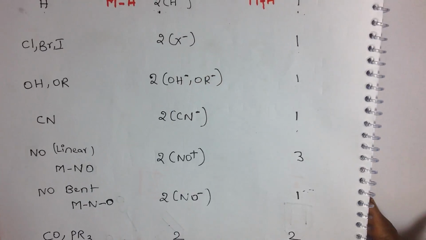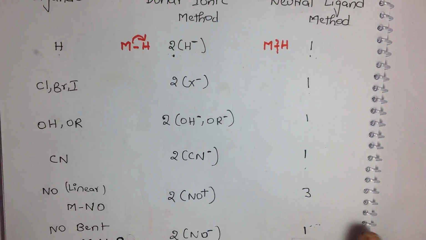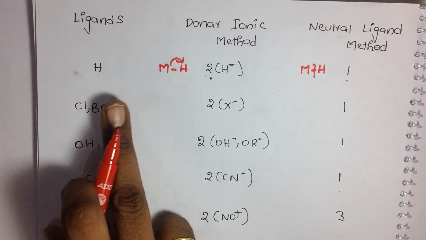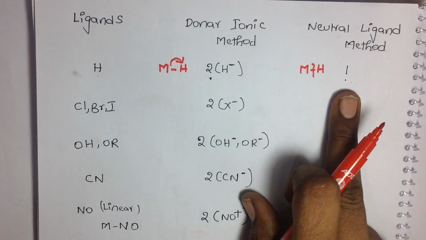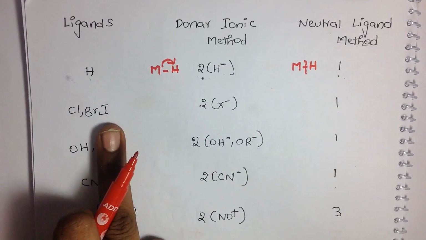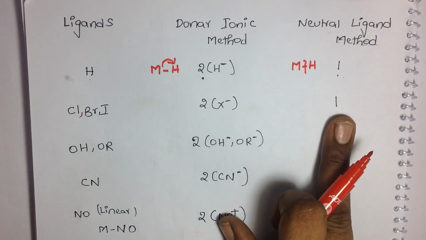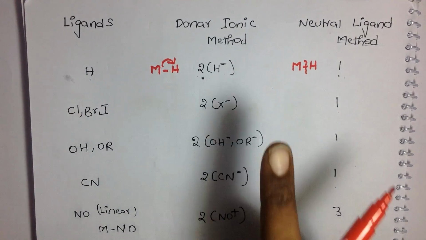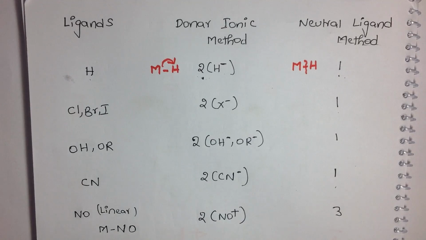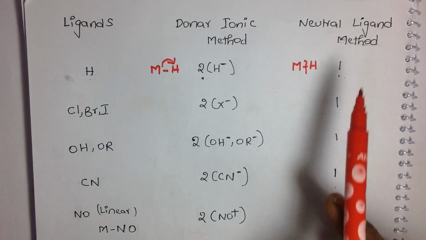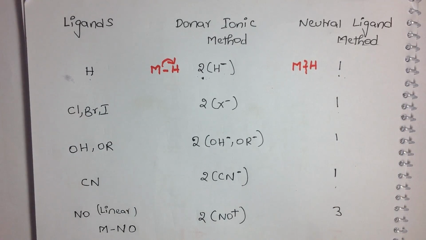See, for hydrogen, the ionic method gives 2 electrons and the neutral atom method 1. Chlorine, bromine, iodine: ionic method 2, neutral atom method 1. And I am telling one more thing, you should follow either one of the methods. Mostly here I am using the neutral atom method only. So for comparison I am giving you the complete information.